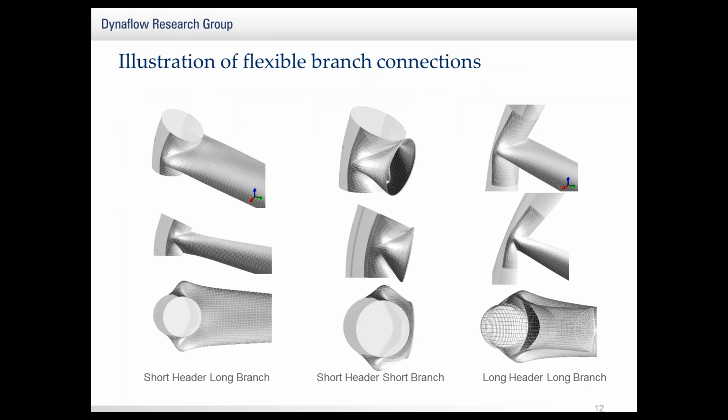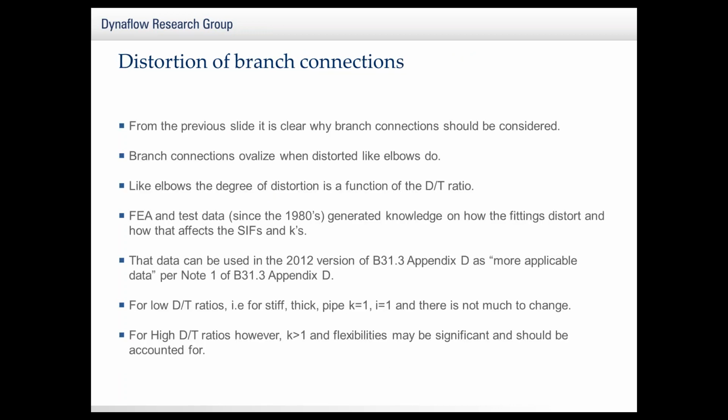These are some examples of how T connections or branch connections can deform, similar to bends. The connection ovalizes, so you can imagine that this is an actual T connection. A T fitting has significant flexibility, like elbows. The degree of distortion is also a function of the D over T ratio, so the thickness related to the diameter of the fitting.